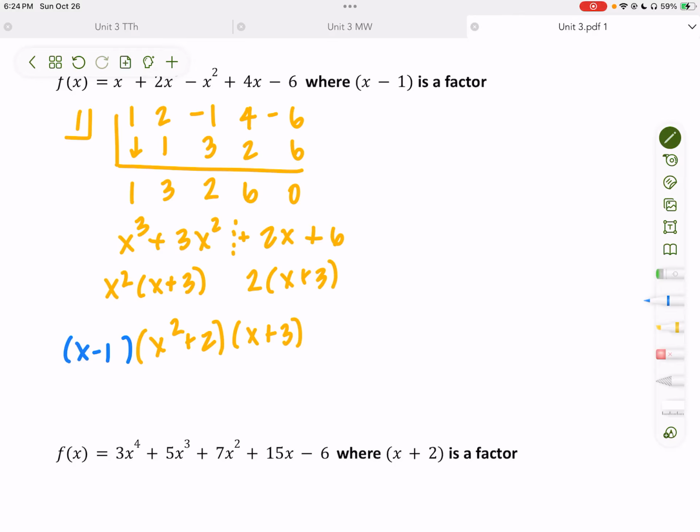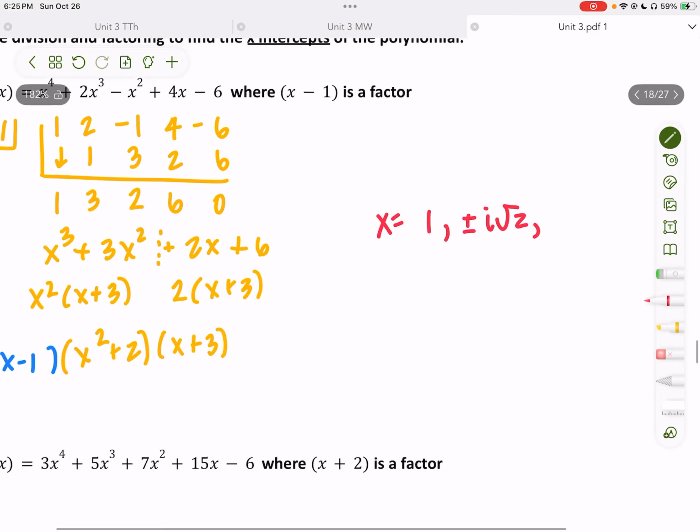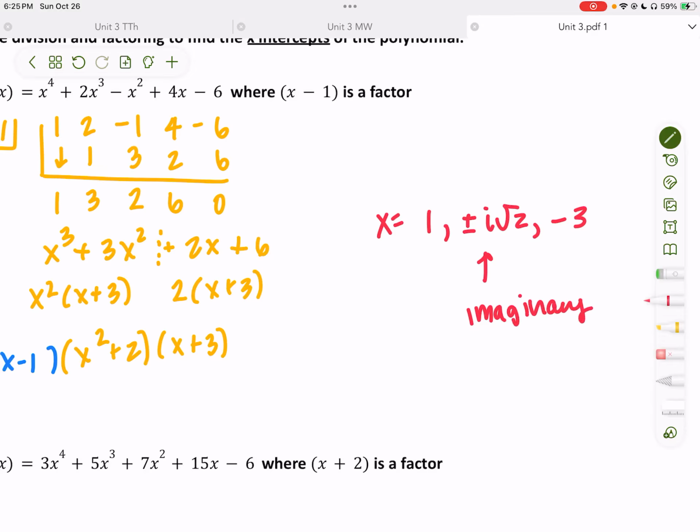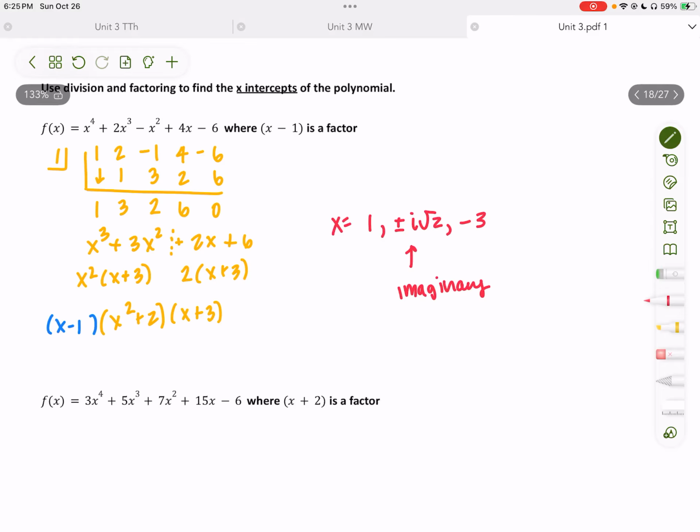So my x-intercepts are going to be 1, plus or minus i root 2, and negative 3. So this is going to be imaginary, obviously not graphable, but still going to be an answer.